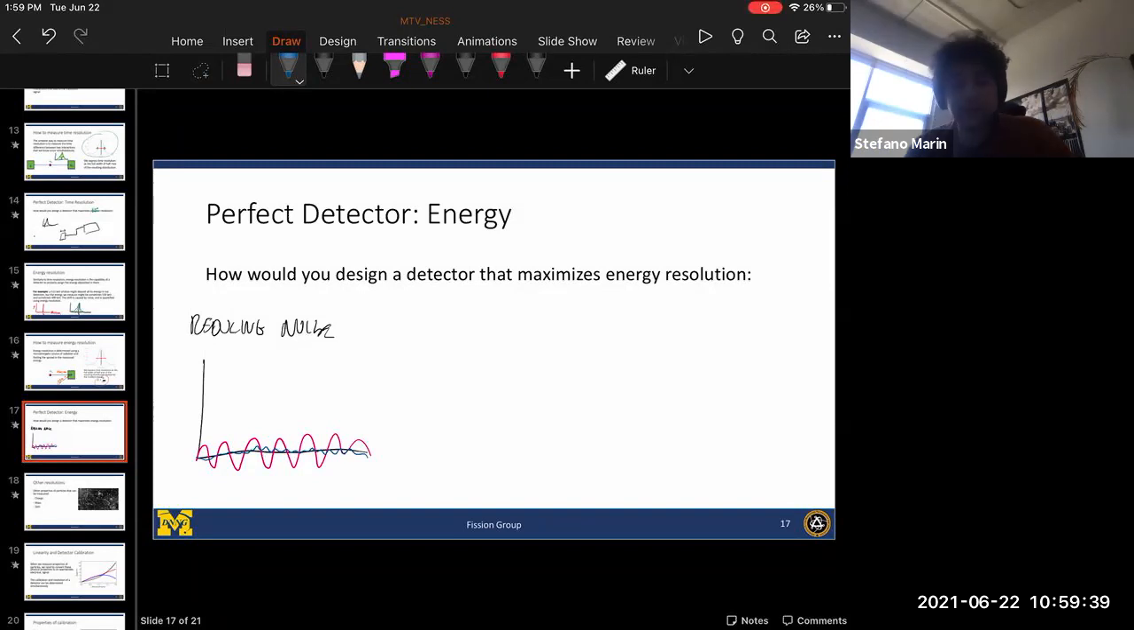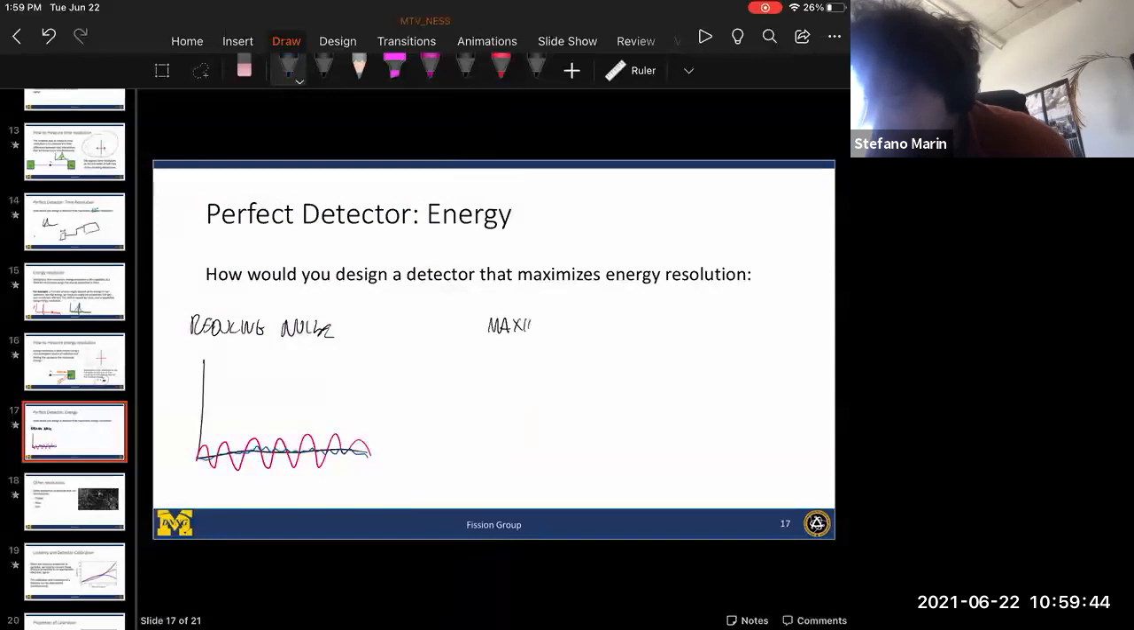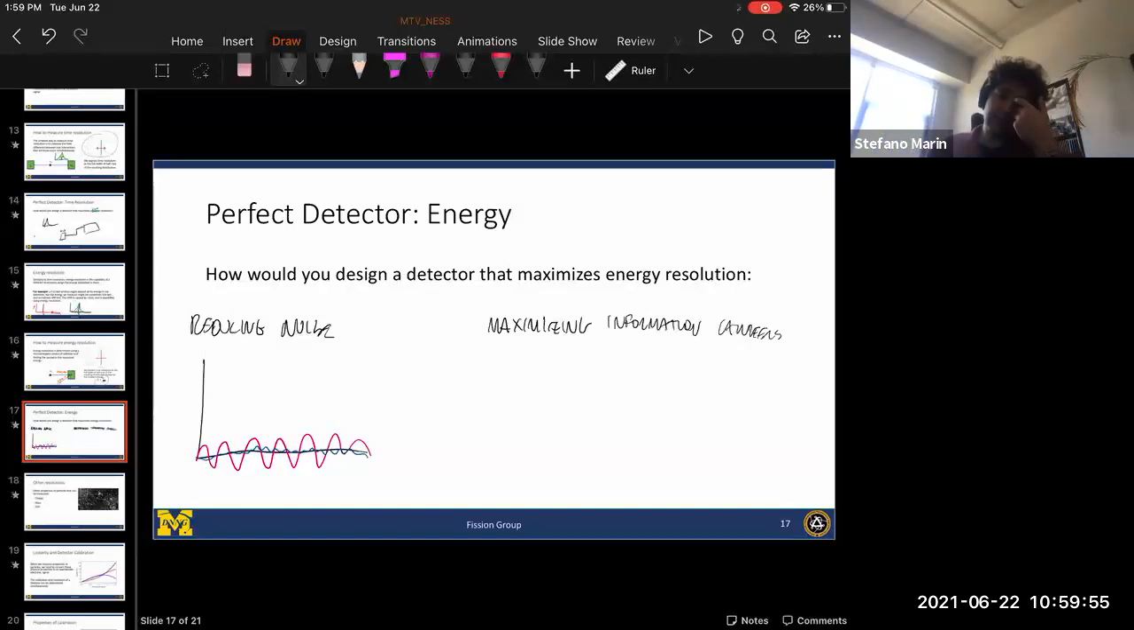Now, another important way that you can reduce noise is what we're going to talk about: maximizing information carriers. This is something that maybe later on is going to be explored a bit more, but it's also something that I wanted to discuss because it can create some intuition as to what detectors are good for what. And also, if you want to judge or compare two detectors and one has a certain property and the other has a certain property, you want to know how that is going to affect your energy resolution.